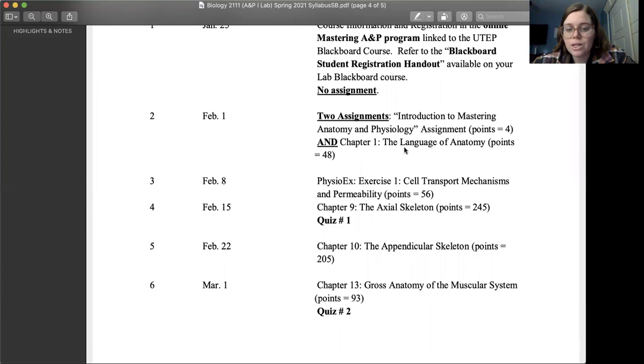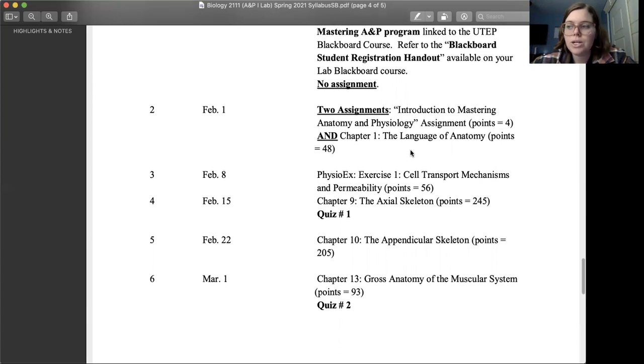And then the next one that is due also on Sunday is the language of anatomy. The reason that we put these two together is because this one is just getting you used to how Pearson asks its questions and things like that. That's why it's only worth 4 points. This is really the assignment that's due on Sunday. It's the language of anatomy. So what does it mean to be distal or proximal or anything like that? And it's due this Sunday by midnight.